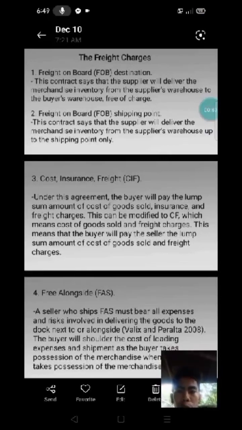Number 2. Freight on board or FOB shipping point. This contract says that the supplier will deliver the merchandise inventory from the supplier's warehouse up to the shipping point only. The shipping point will be the pier or the airport. Once the supplier has transferred the merchandise to the boat or the plane, the legal title passes already from the seller to the buyer. This is very important because even if the buyer has not yet received the merchandise because the boat is still on its way to the buyer's warehouse, since the legal title passed already to the buyer, then the inventory for financial reporting purposes should now be included.